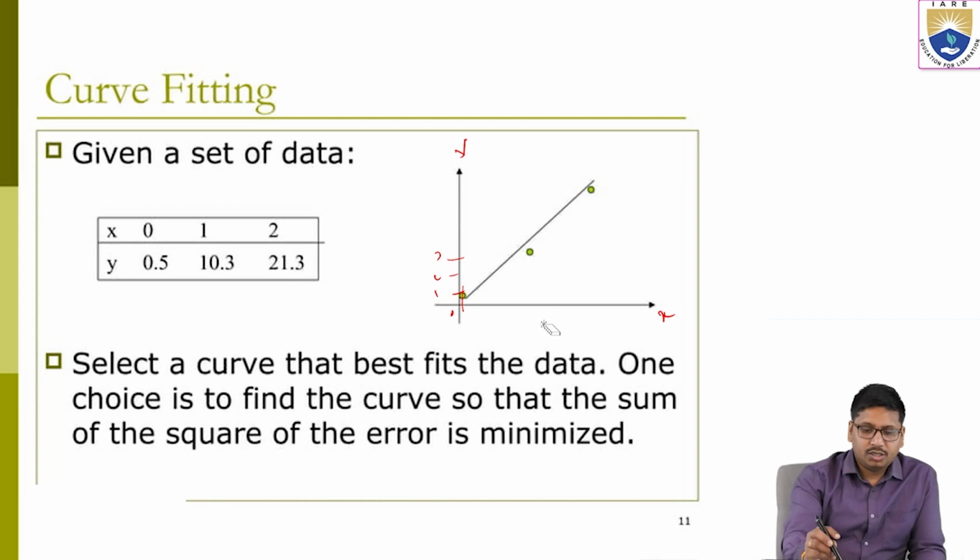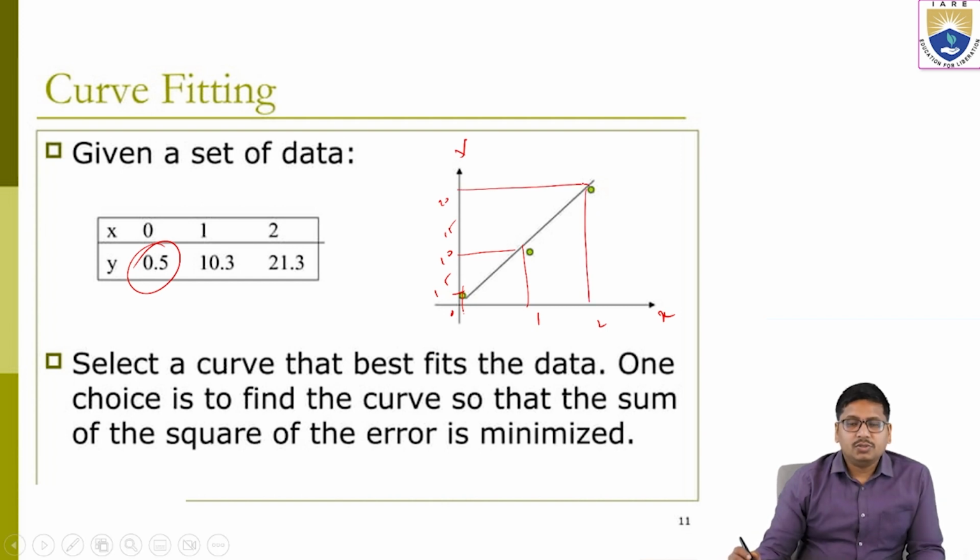So x is 1, 2, 3 here, and they should be 10 and 20. So x is 0 with y equal to 0.5. Next, for x value 1, it should be 10.3, and for x value 2, it should be 20.2. So these are the values we have to construct.